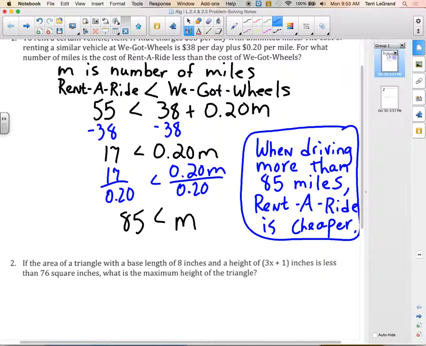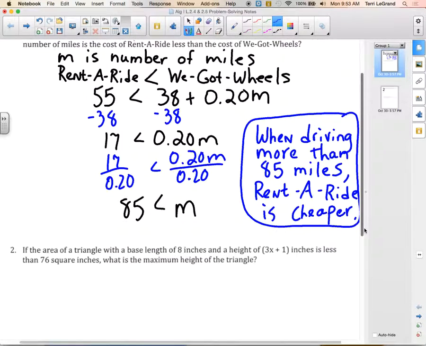Okay, at 85 miles, it should be the same price, shouldn't it? In other words, if we would have started this out as an equation, there'd be an equal sign there, correct? We would have said when the cost is the same as equal to the other one, so 85 miles is when it would be the same. It doesn't matter which place you rent from. Okay, well then if it's less than 85 miles, what do we know? We got wheels. We got wheels is a better deal, right? Okay.